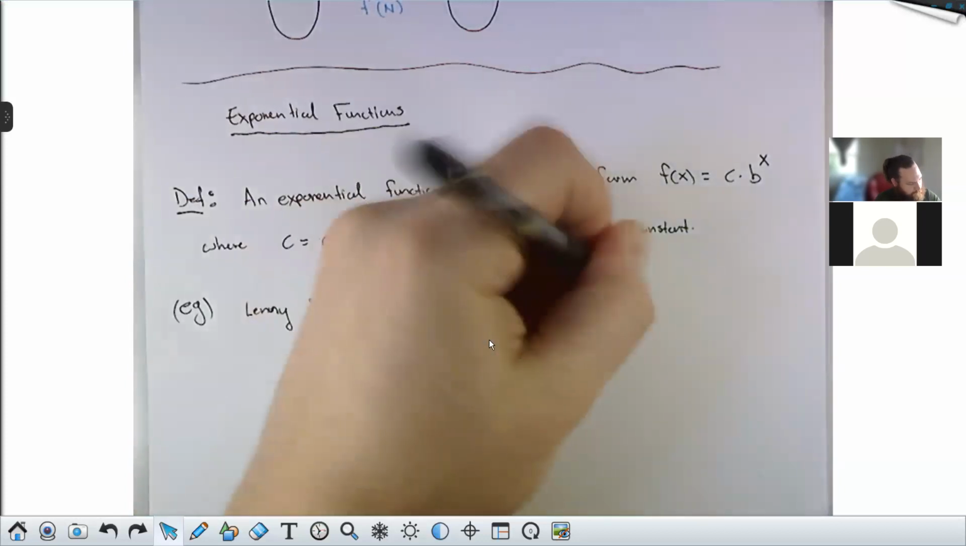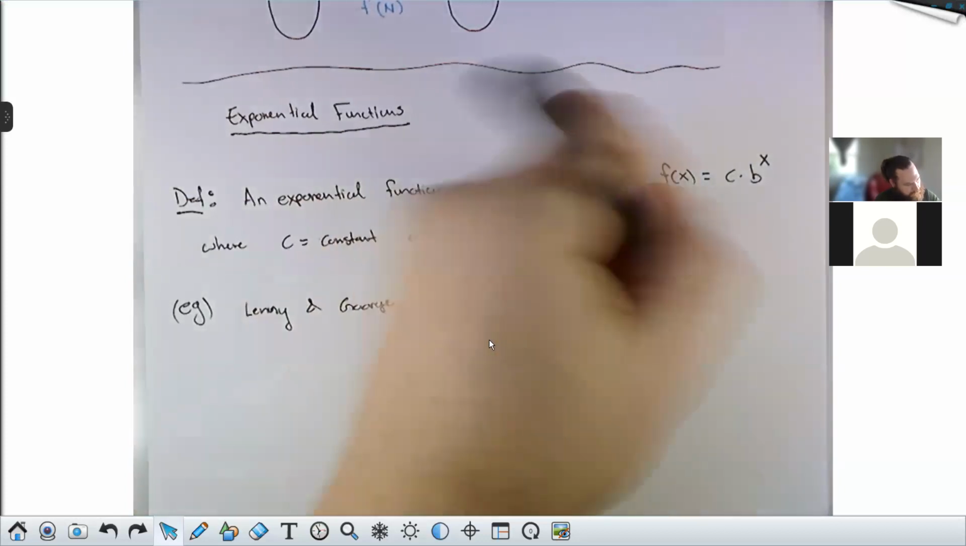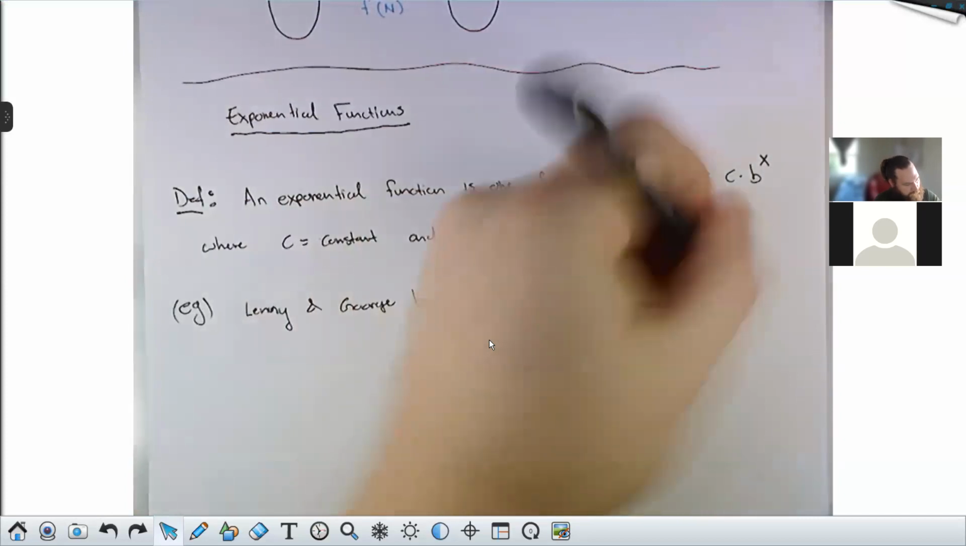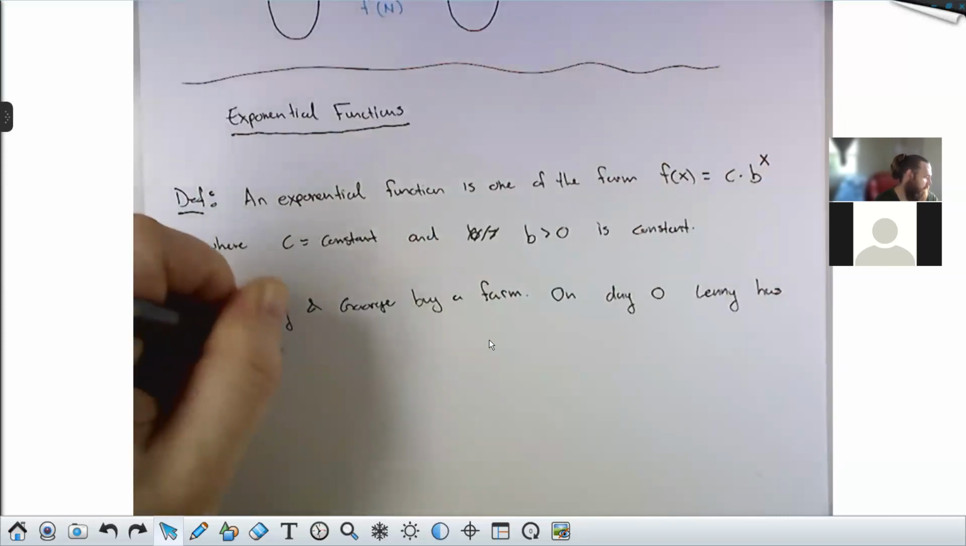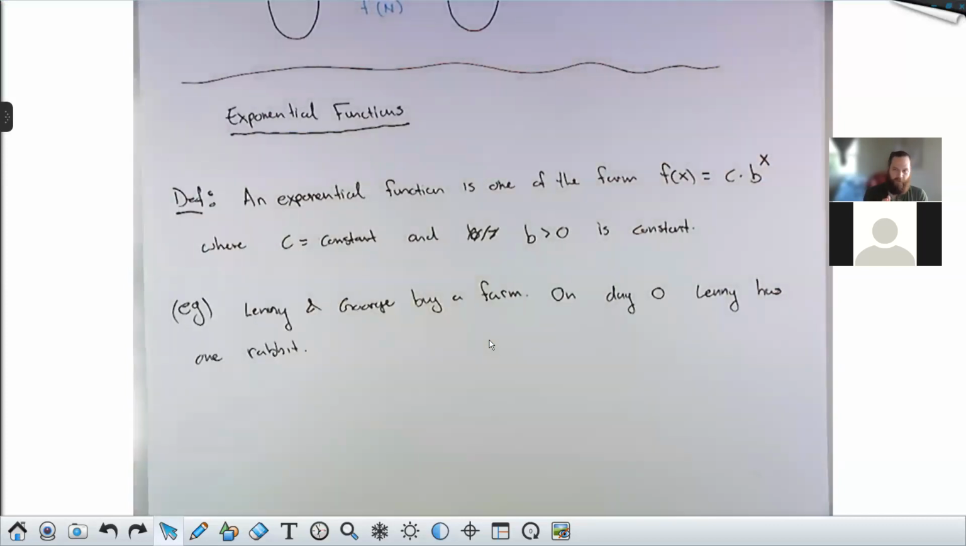On day zero, Lenny has one rabbit. All right, so Lenny and George are these characters from Of Mice and Men. And Lenny always wanted to care for rabbits. And if you've read the book Of Mice and Men, you may recall that Lenny at one time does obtain a rabbit. Now the book goes quite sideways and doesn't end up well for them. But we can imagine a different ending to Of Mice and Men, where Lenny and George successfully buy their farm and Lenny gets to bring his rabbit in. So on day zero, Lenny has one rabbit.